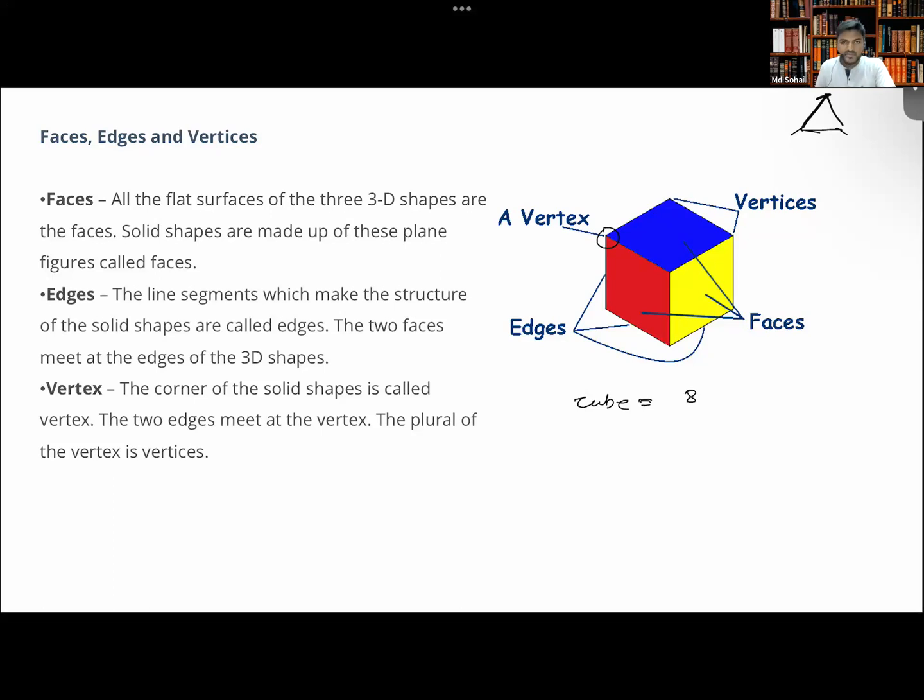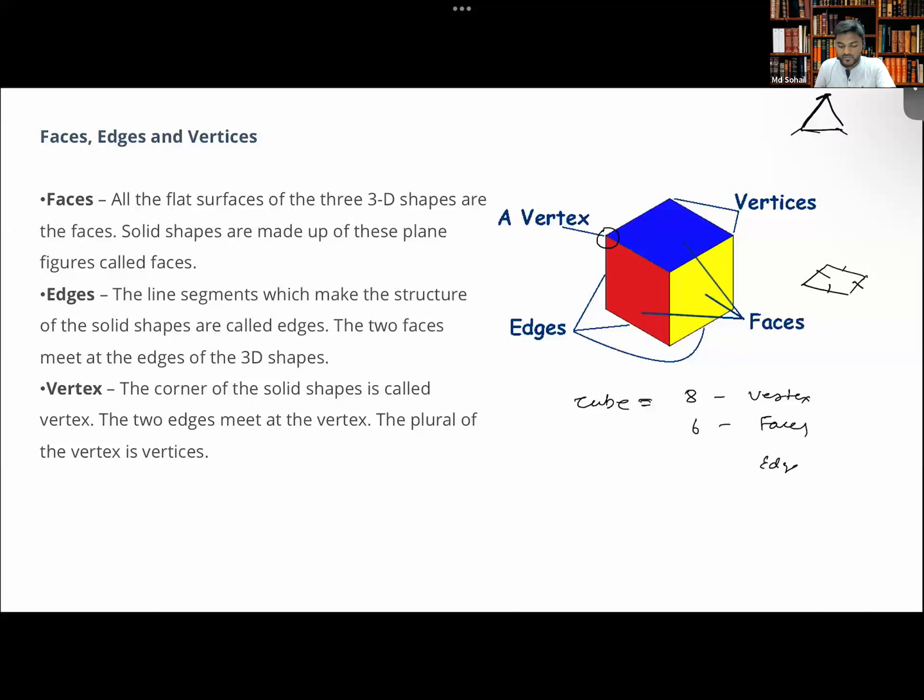Edges are simply the sides. So how many edges are there in a cube? There are supposed to be more than 6. For the base, there are going to be 4. 1, 2, 3, 4. First see how many surfaces are there. 1, 2, 3, 4, 5, 6 surfaces. Faces, basically. 6 faces.